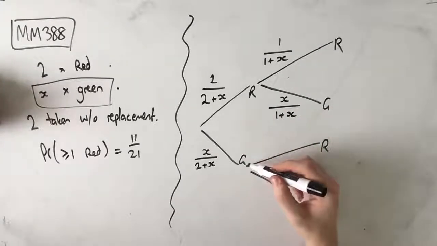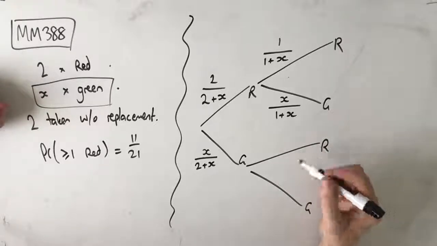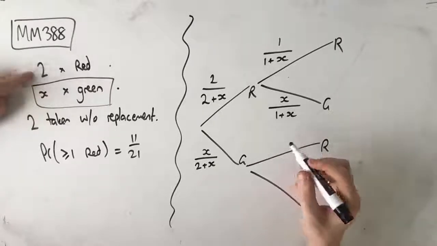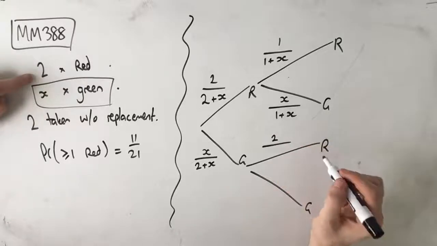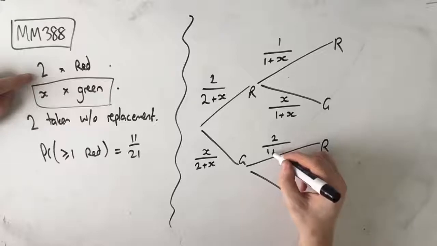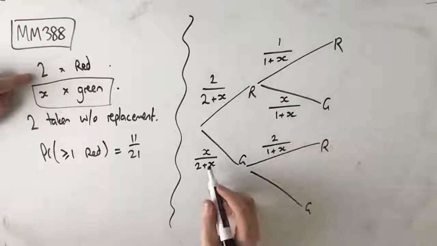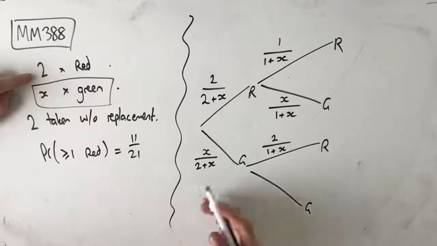Now, once we've taken out a green, we need to check the probability of taking a red out. So we've taken out a green, which means there's still 2 reds left. So we have 2 over our total number of bracelets, which is still 1 plus x in this row, because here we've taken out a green, which lowers our total by 1.